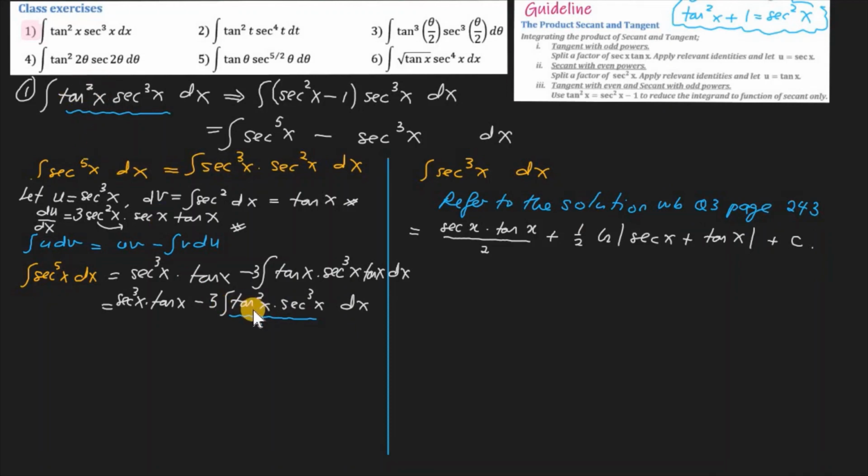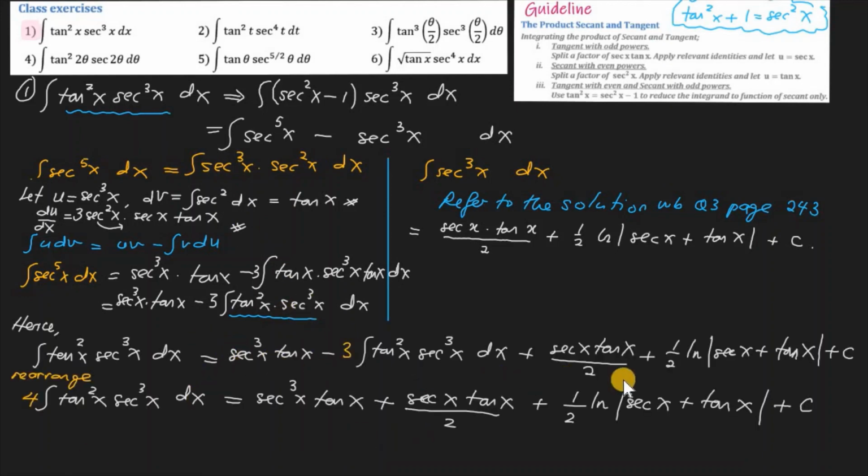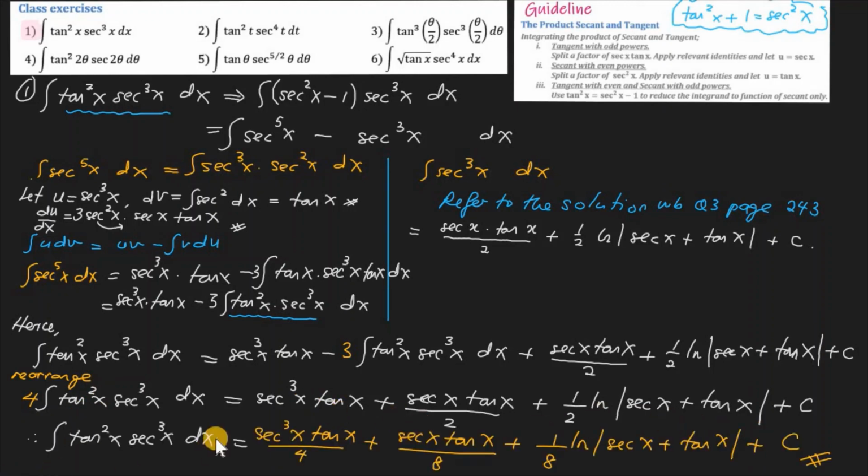So here we still have tangent square x secant cube that we need to rearrange. Let me write it down. As we fill out this value and write it back, we rearrange. So there we have one of this question plus 3, so we have 4 of this. So let's divide everything by 4. Hence, that would be our solution.